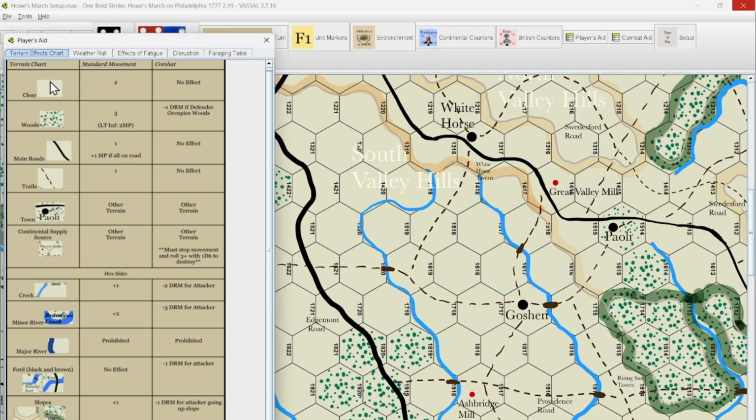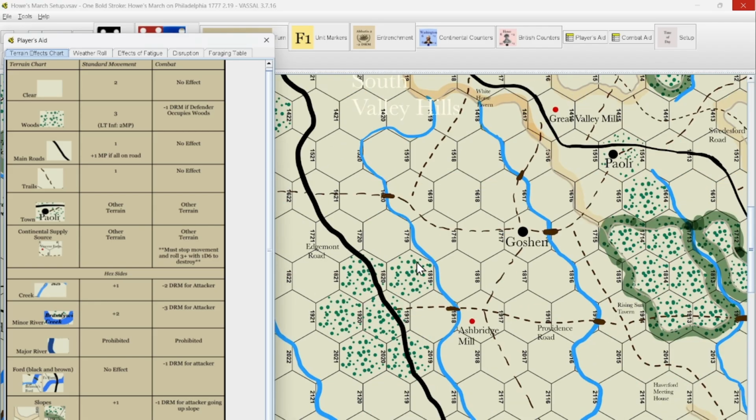So the first thing you have is clear terrain, which is what you see here. You also have wooded terrain or woods. You'll have these trails and main roads. Both of them operate in the same way, except if you stay on a main road, meaning you start your movement on a main road and finish on the main road, then you get a +1 movement point by staying on those black roads. That does create quite the advantage if you're able to do it over a long period of time. You also have these towns, such as Goshen and Paoli.